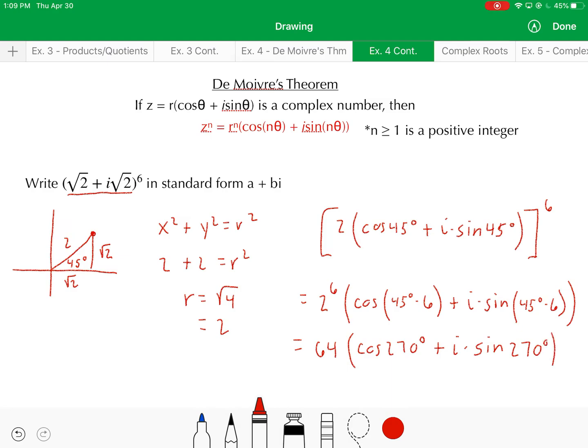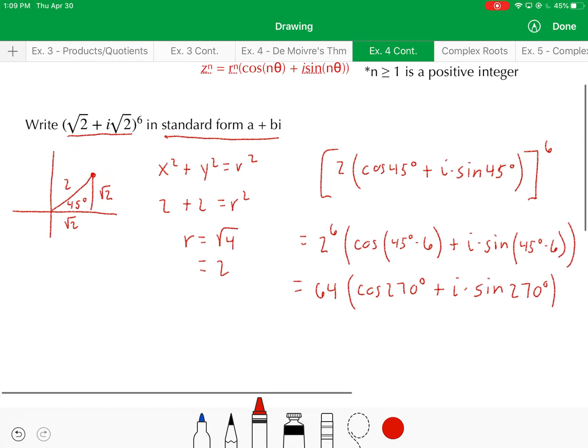All right, so there would be the polar form of your resulting value. But notice, once again, directions are asking for the standard form. So I'm going to need to distribute here. Before I do that, though, let me back up. Let's find cosine of 270 and sine of 270.